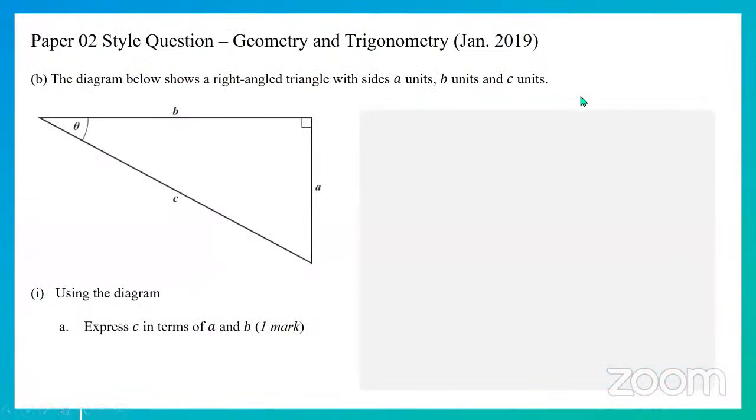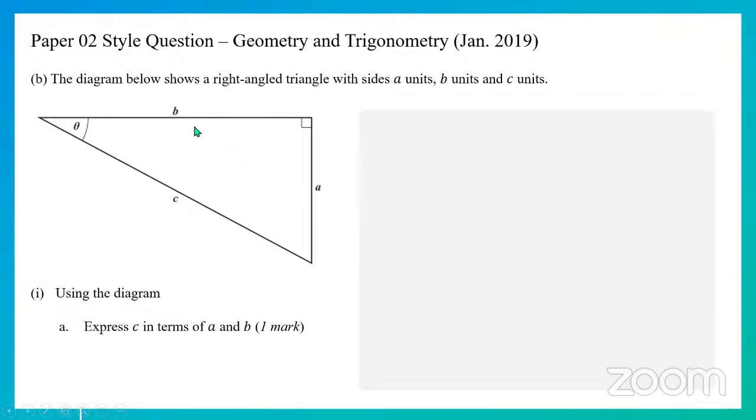All right, so the first question is a Paper 2 style question. Basically, it is showing us a right angle triangle. We have our sides labeled A, B, C, and an angle labeled theta. It says, using the diagram, express C in terms of A and B. So side C in terms of A and B.